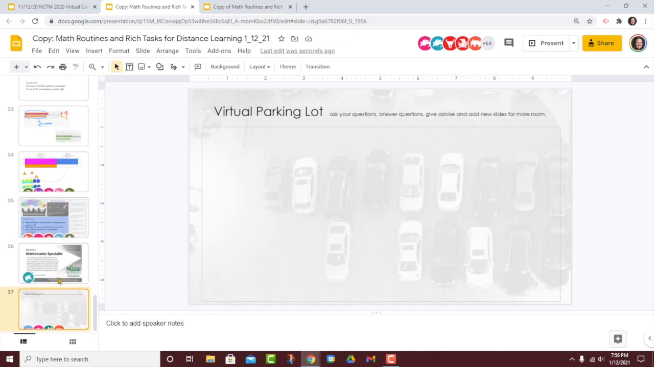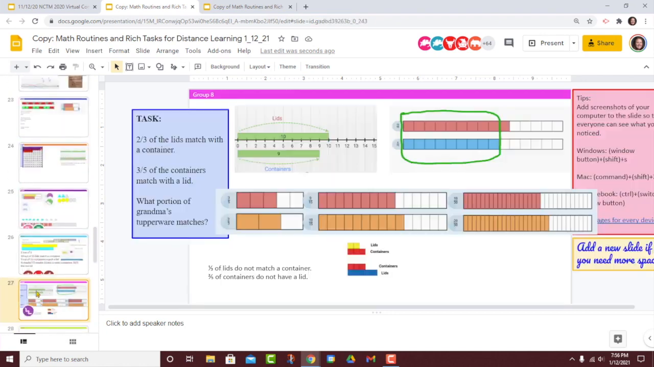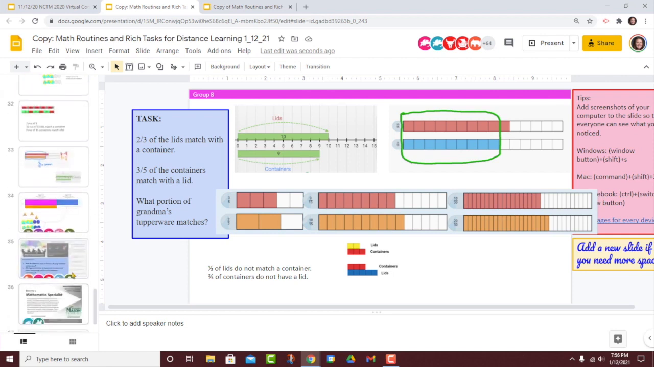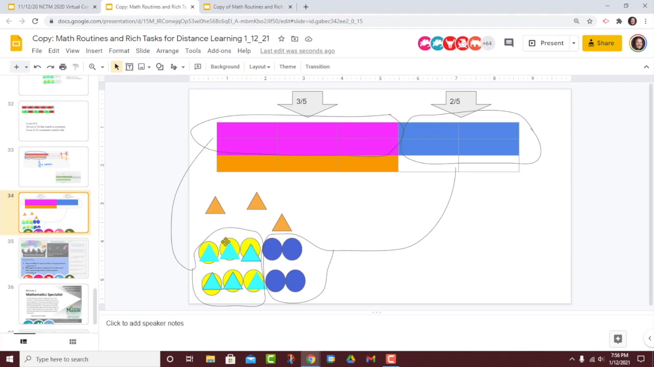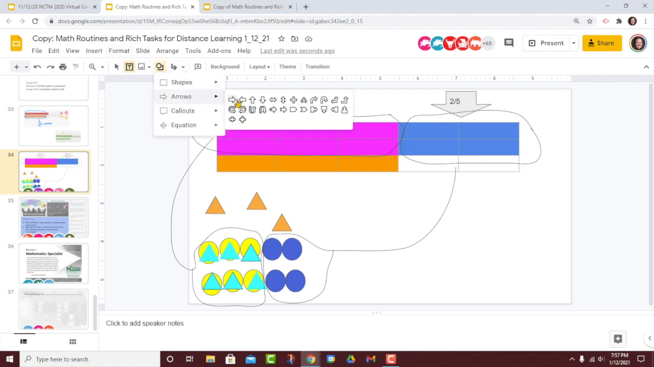What's the answer? That's often a question that we get here. So the question was, what portion of Grandma's Tupperware were matches? And we have 6 pieces that matched another 6 pieces. So we have 12 pieces that match out of the 19 pieces all together. So I'm going to go ahead and put a little arrow over there that shows that.